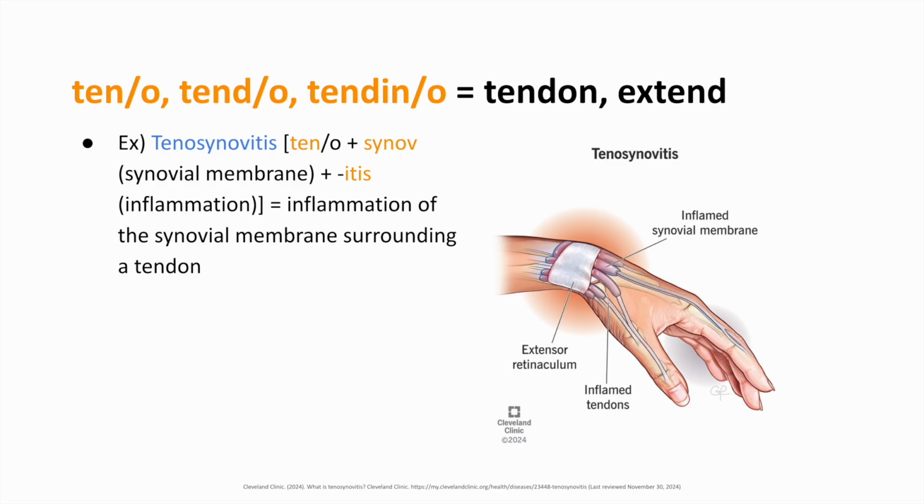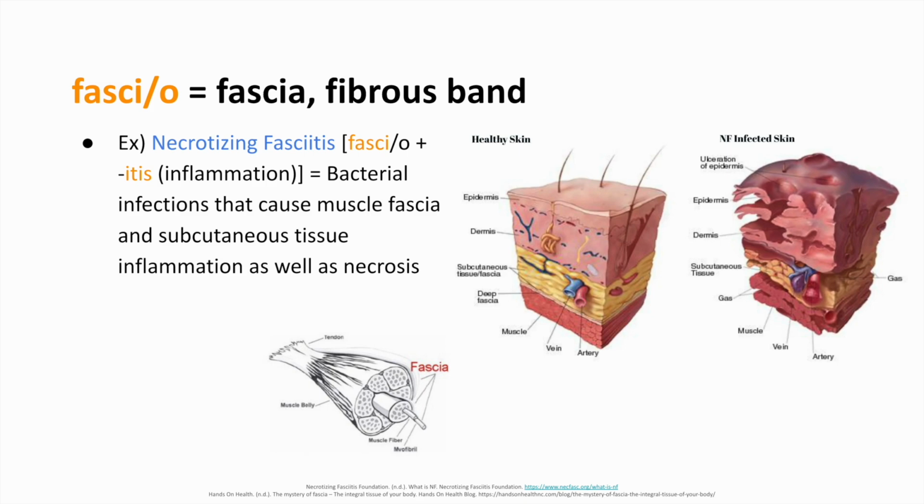So fascio is a combining form that means fascia or fibrous band. And one example is necrotizing fasciitis. It's fascio plus the suffix itis, which means inflammation. So necrotizing fasciitis is when a bacterial infection causes inflammation of the muscle fascia tissue and the subcutaneous tissue, as well as necrosis.